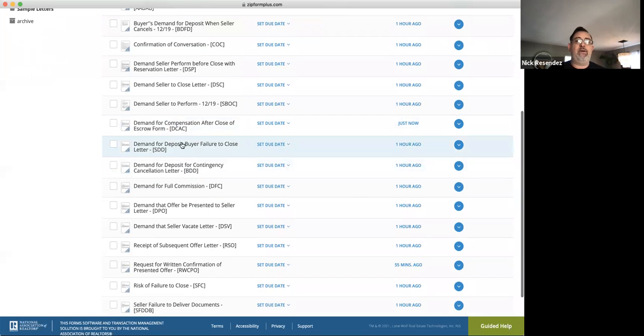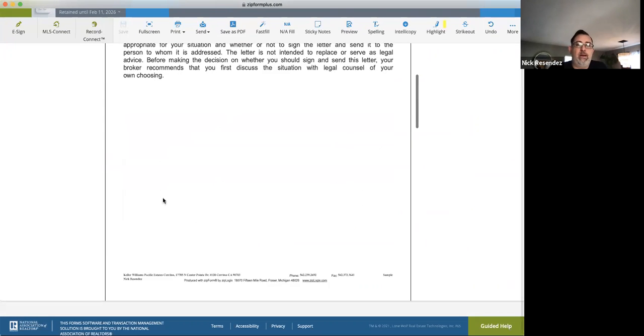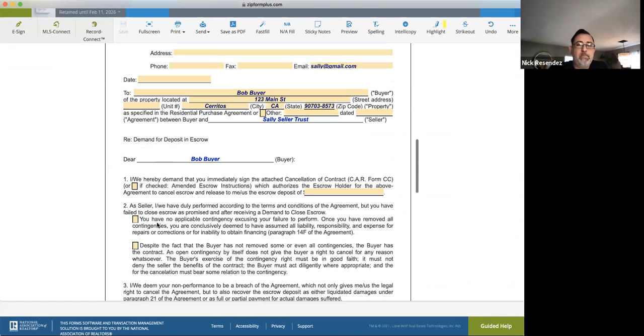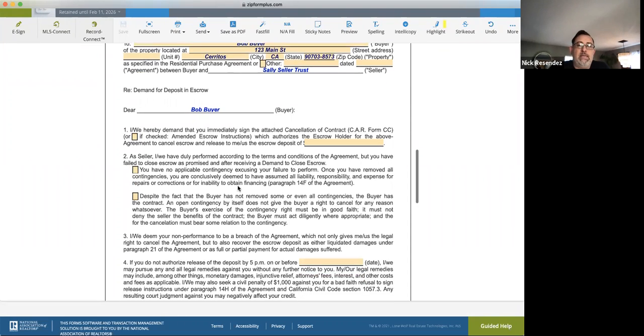Let's look at this. Demand for deposit, buyer failure to close letter. So no purpose written on this one. They don't all have it. But it basically says, buyer, we demand you sign the cancellation and release to the seller the deposit. Okay. This is where your buyer may have removed all of their contingencies and then tried to cancel after the fact with no cancellation right.